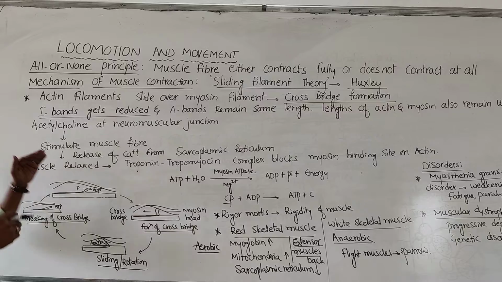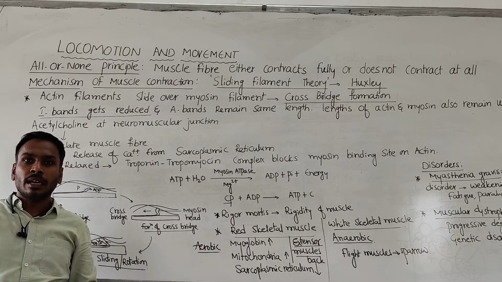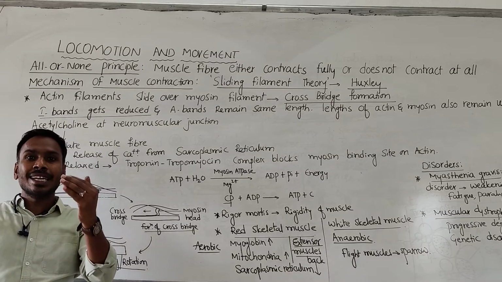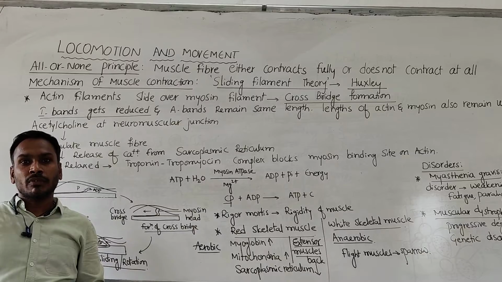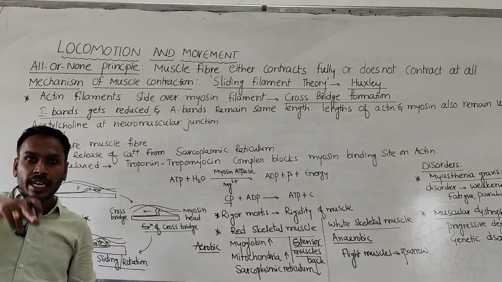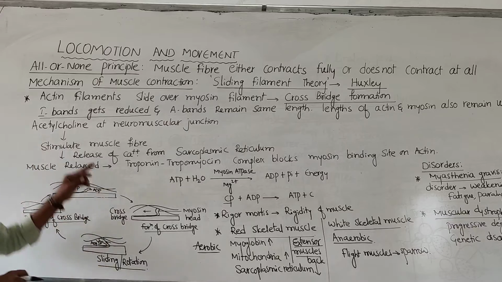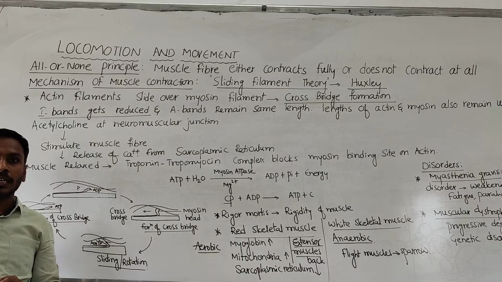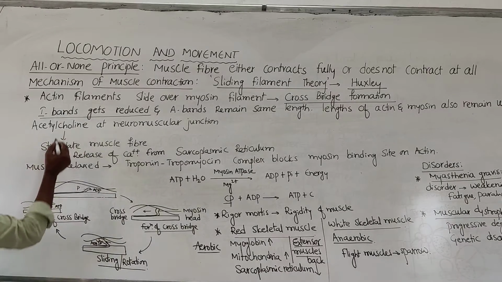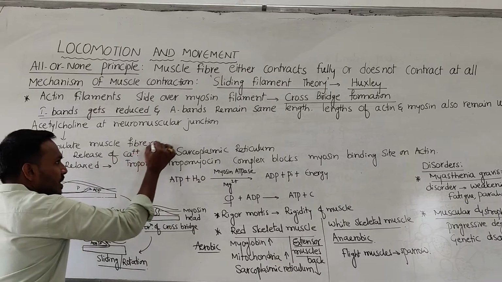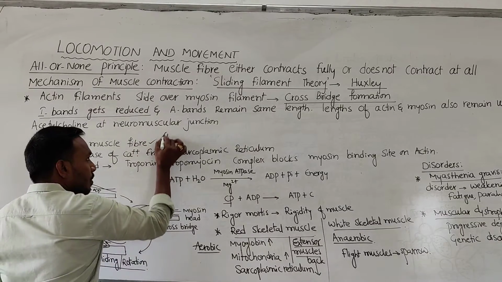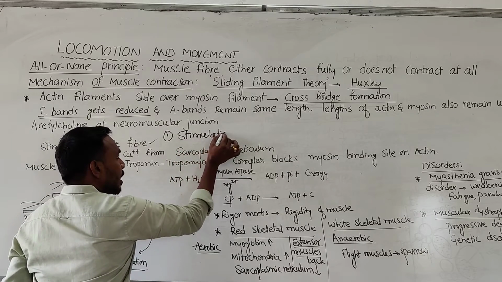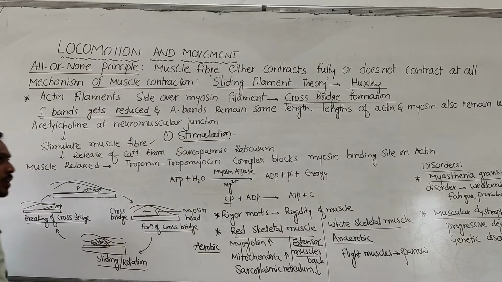Now, for the initiation of muscle contraction, acetylcholine is essential. The acetylcholine is released at the neuromuscular junction, where the nerve from the CNS innervates the muscle. At the neuromuscular junction, acetylcholine is released, and in its presence the muscle fiber can be stimulated. So the first step we need to understand is the stimulation process through acetylcholine.